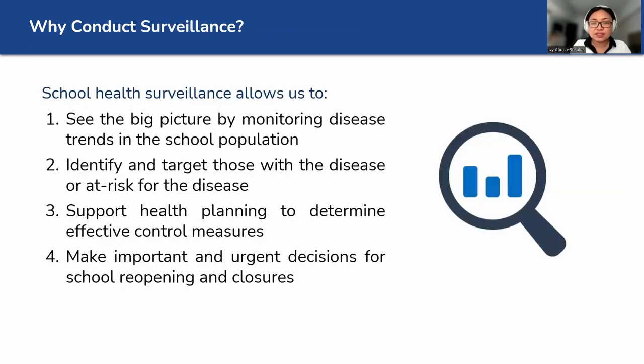School health surveillance allows us to, number one, see the big picture by monitoring disease trends in the school population. Number two, identify and target those with the disease or those who are at risk for the disease. Number three, support health planning to determine effective control measures. And number four, make important and urgent decisions for school reopening, school closure, and school reopening again, if needed.